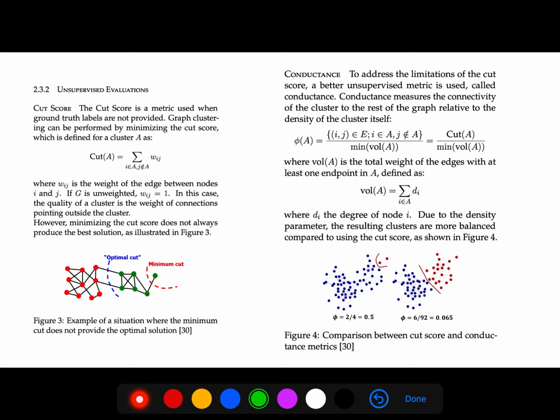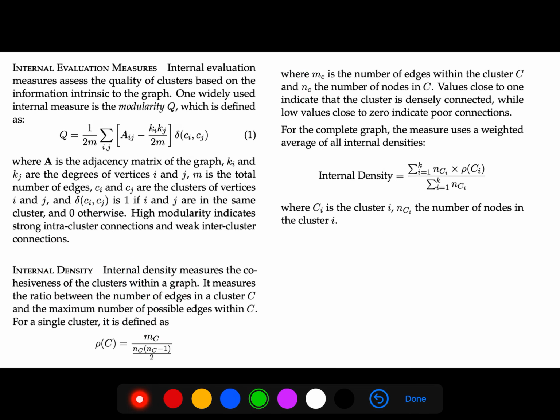The cut-score metric is used when ground truth labels are not provided. Graph clustering can be performed by minimizing the cut-score. Conductance is also important in graph theory, especially in spectral graph theory, so you should be familiar with this measure. Also modularity: if you go to community detection in networks, they talk about community modularity. They don't talk about cut. They talk about modularity.